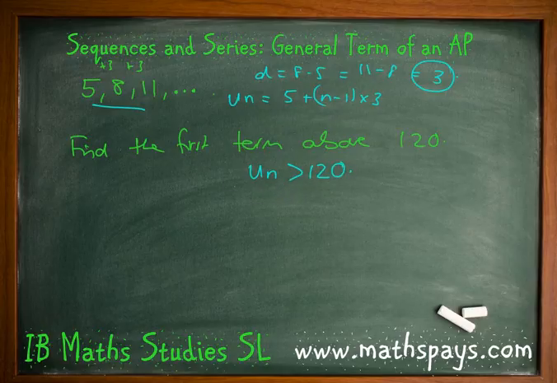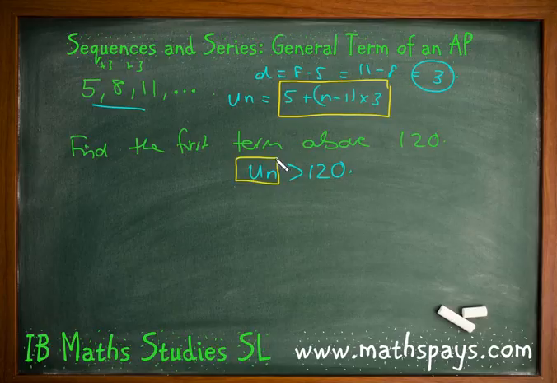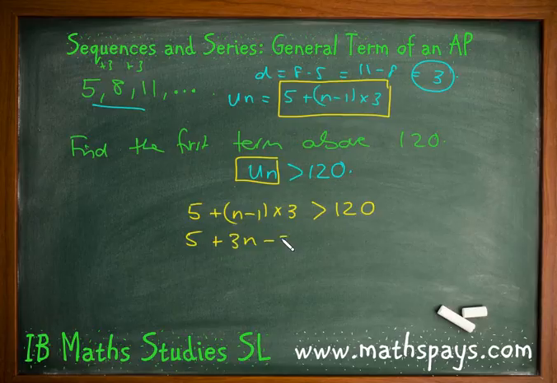So what I can now do, I can chuck some of these together. This is my equation, albeit I don't know what n is, and I can throw it in here in terms of substitution. 5 plus n minus 1 times 3, and we're creating that inequality. 5 plus 3n minus 3 is greater than 120. 5 take away 3 is 2, plus 3n is greater than 120. 3n is greater than, take away the 2, 118.